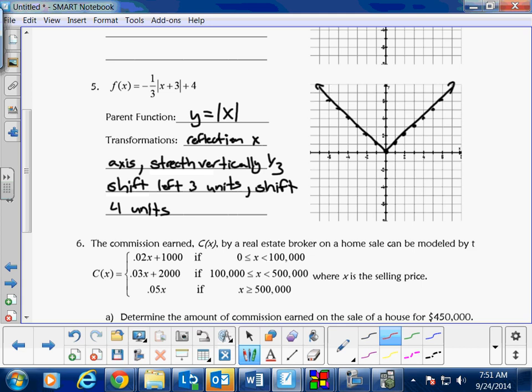Okay, so first of all, let me go ahead and focus on this point right here, which is the origin. We're going to first of all move this point 3 units to the left and shift it up 4 units. So that means that I'm really going to start here.